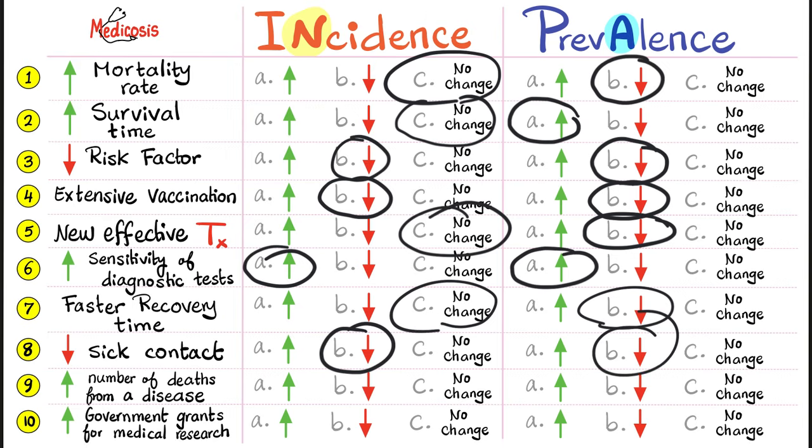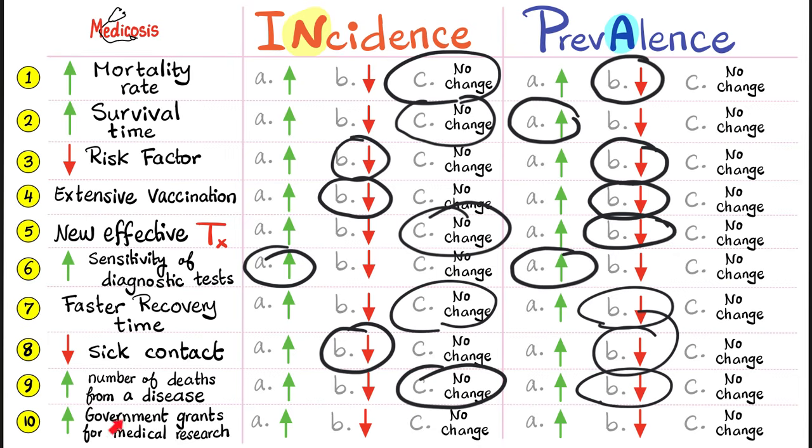Next, we increase the number of deaths from a disease. People are dying. More people are dying. Does that affect the newcomers? The answer is no. When more people are dying, more people are removed from the epidemiologist's bathtub and the prevalence decreases.